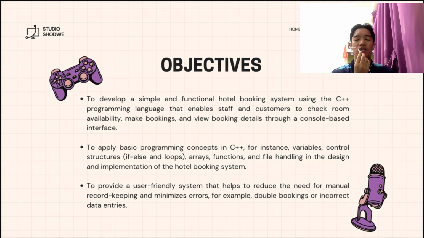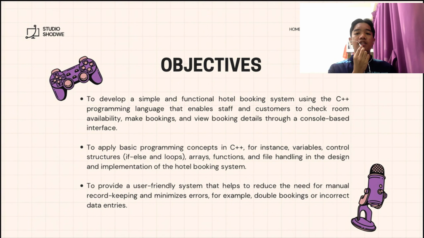Now, I would like to explain the objectives of this project. First, to develop a simple and functional hotel booking system using the C++ programming language that enables staff and customers to check room availability, make bookings, and view booking details through a console-based interface.